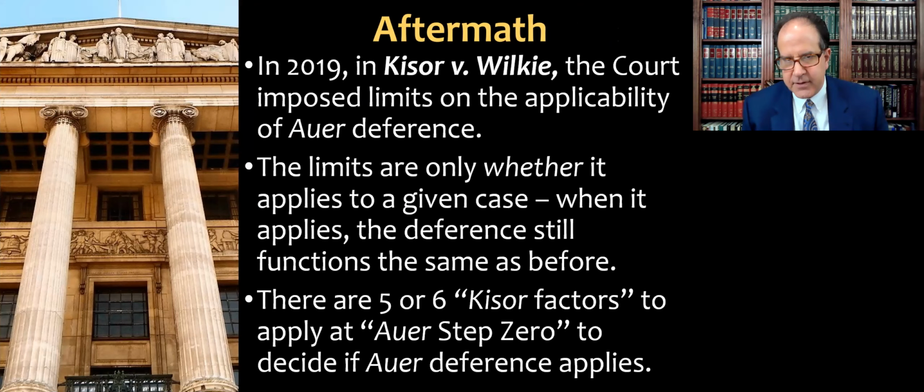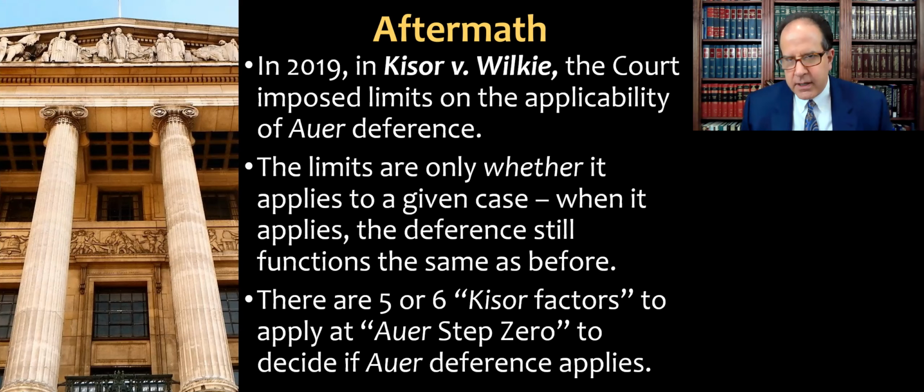The court did split in the decision, but the majority opinion in Kisor decided to keep Auer Deference, but to impose limits on its applicability. The limits after Kisor v. Wilkie are only about whether Auer applies in a given case. And when it applies, the deference still functions the same as before. In other words, it's still a sort of super deference.